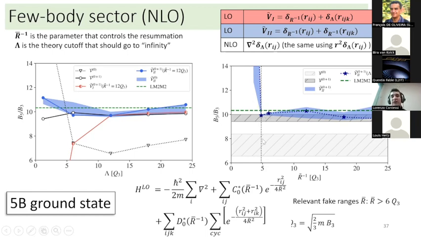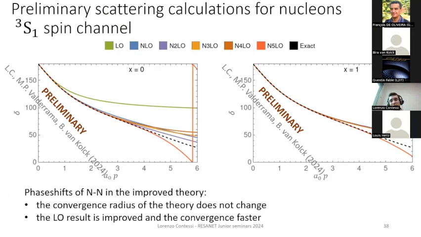And you see that if you go too much on the large side, then your theory starts to not converge anymore, and everything is bad. But you have some allowance, and you can improve your calculation. Now, we are working also in the nuclear case.